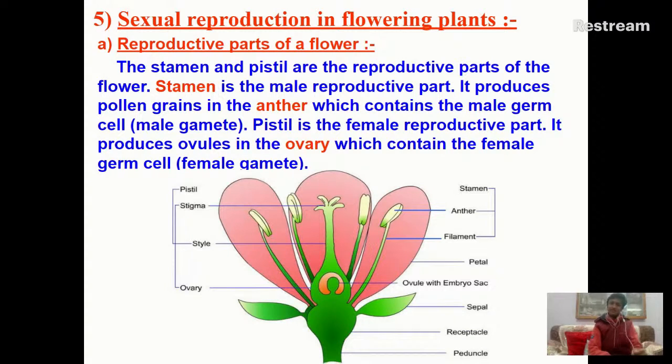Okay, the stamen and pistil. I think you have studied all of it. Ovary contains the female germ cell.